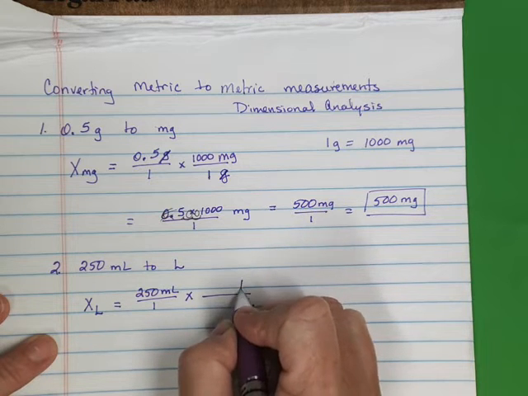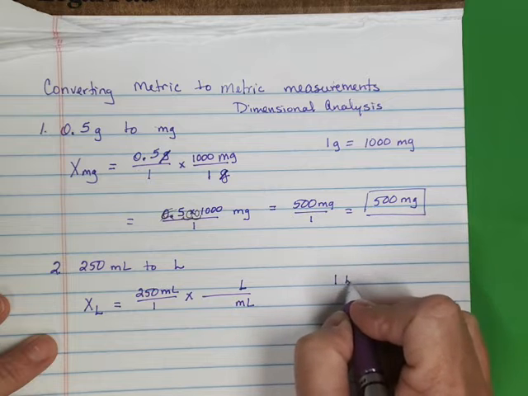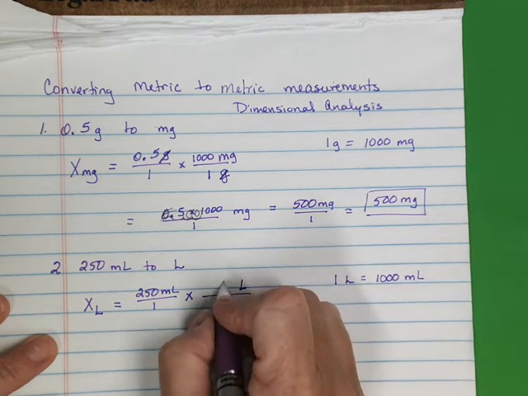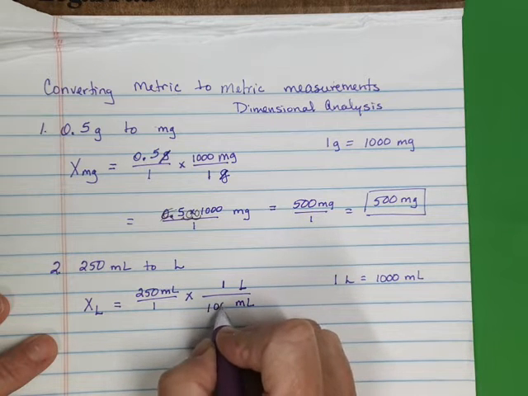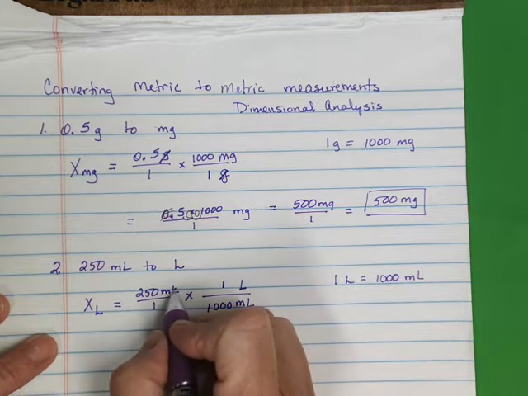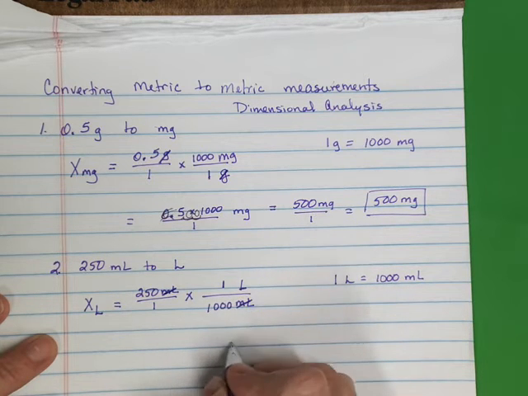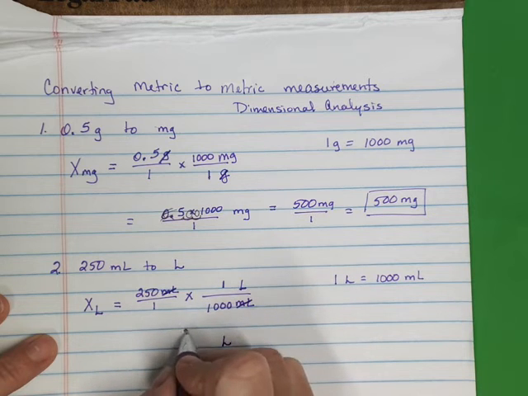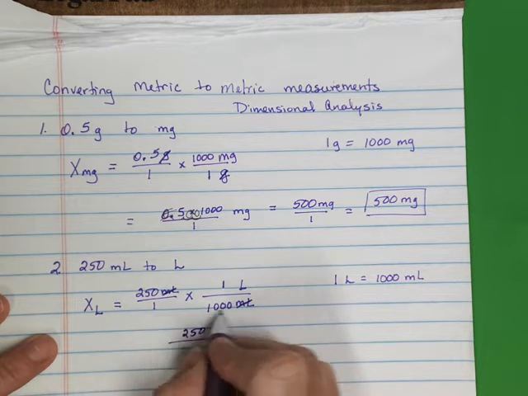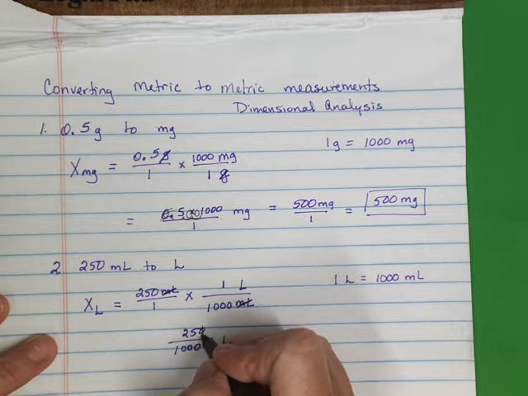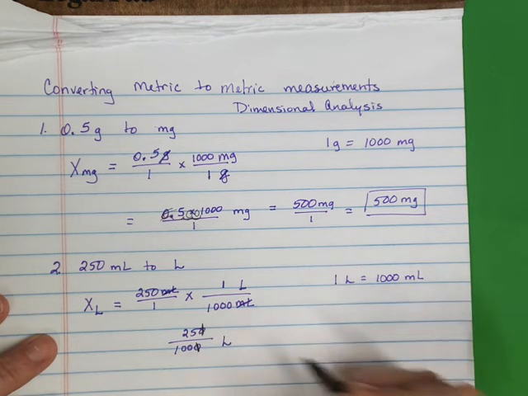I know a conversion from milliliters to liters. I know 1 liter equals 1,000 milliliters. So I'm going to put the 1 with the 1 liter, the 1,000 with the milliliters, and then my milliliters will cancel, leaving me in liters. And then I do 250 times 1, and I get 250. 1 times 1,000, and I get 1,000. Then I can cancel my zeros, because I got a 0 on top and a 0 on bottom.